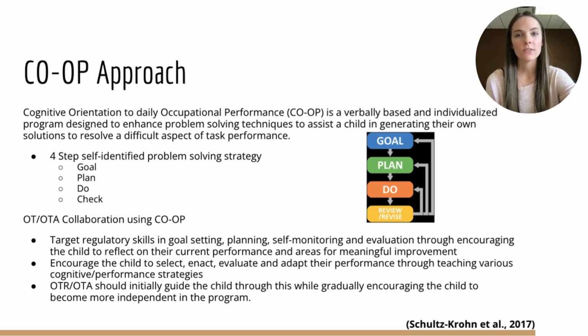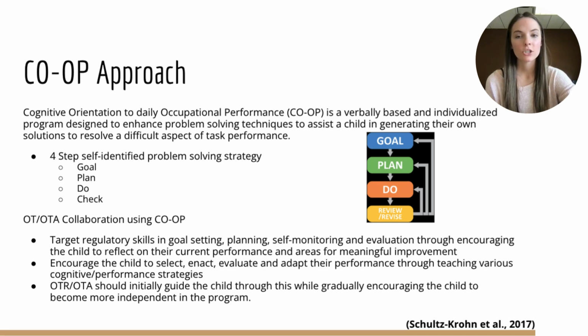The global strategy that is used with the co-op approach consists of goal, plan, do, and check. The child selects an individualized goal in collaboration with the therapist and the parents, then creates a plan that details how they will reach that goal and may include some of those cognitive strategies. Then they do it, and then they check to see how well the plan worked and if they need to revise anything. OTs and OTAs can both implement this program, and they work together by targeting regulatory skills in goal setting, planning, self-monitoring, and evaluation through encouraging the child to reflect on their current performance and areas for meaningful improvement.